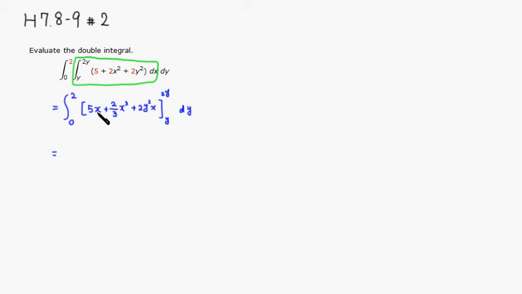Remember, we plug in for x. We leave this outside integral for now. Plug in 2y, so 5 times 2y is 10y. Then you have 2y cubed, which would be 8y cubed. So 8 times 2/3 would be 16 over 3 y cubed. Then plugging in 2y here, 2y squared times 2y would be 4y cubed.